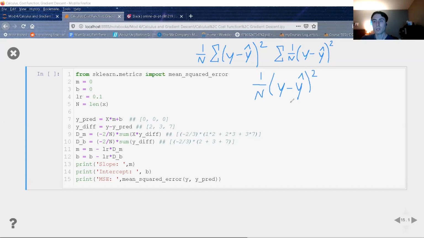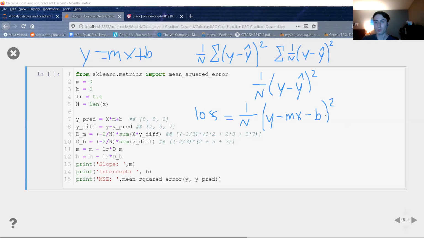All right, now something we can do to make it easier to work with is break down our y hat into the formula that we had, y equals mx plus b, because our y hat is going to be equal to this at any given point. So it's going to be y minus mx and then minus b, squared. This is our loss function for one given point.